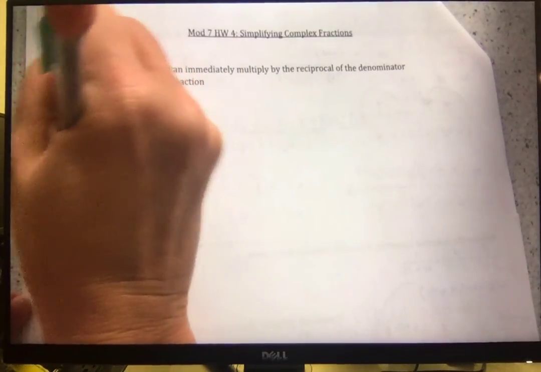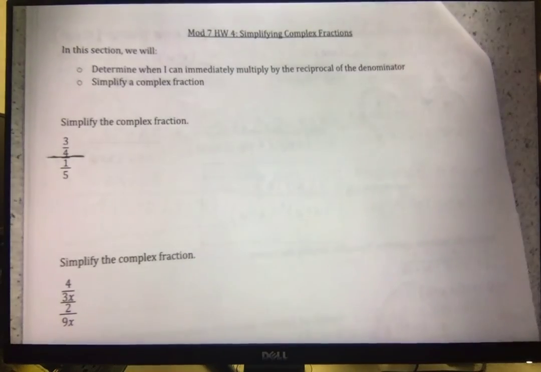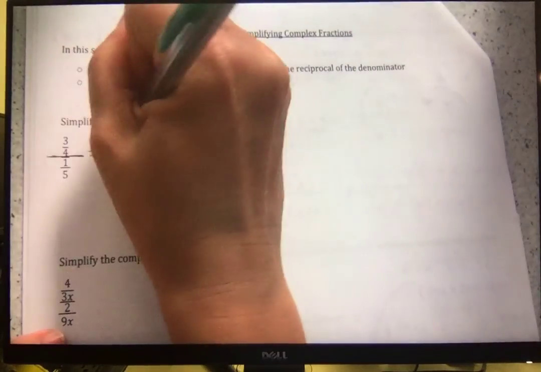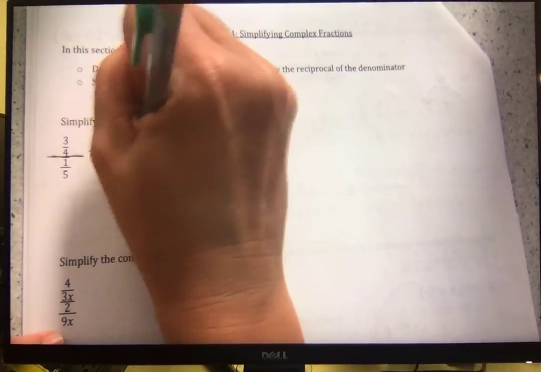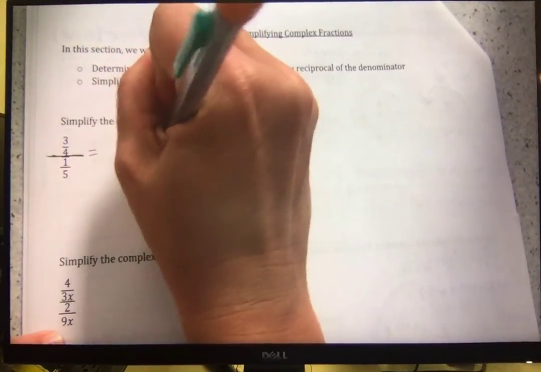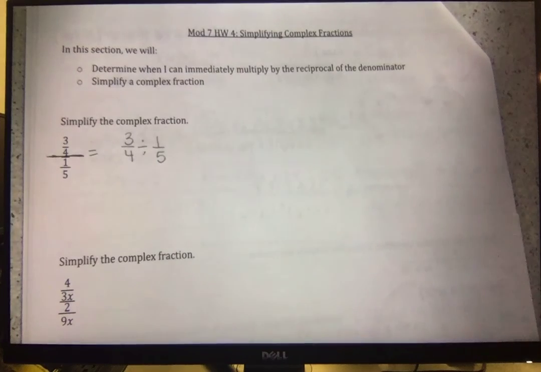So if I have 3/4 over 1/5, I get easily confused. So that's why I go ahead and I bold that middle fraction bar. So fractions mean what operation? Add, subtract, multiply, or divide? Divide. So we really have 3/4 divided by 1/5. So really it's the same as we did in Module 7 Homework 2 or 1.